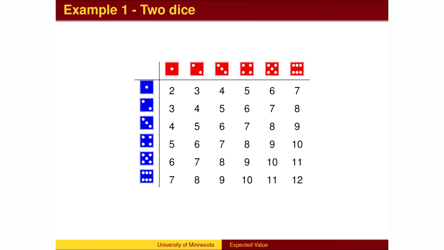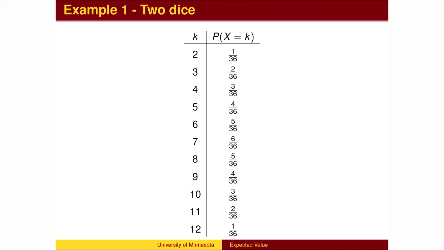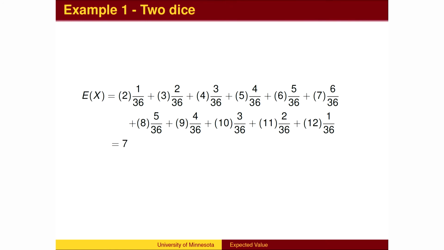Here's an example. Rolling 2 six-sided dice, 1 red and 1 blue. There are 36 equally likely outcomes. For each, we can calculate the total. We can list the possible values of the random variable and the associated probabilities. To compute the expected value, we take each value times its probability and add them up. The average value on the roll of 2 dice is 7.